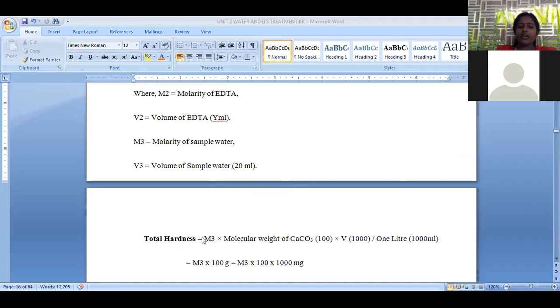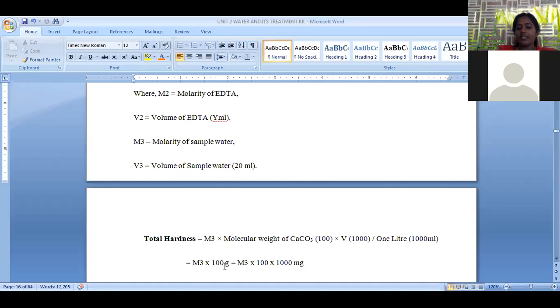Now the weight of the hardness is calculated by taking molarity into molecular weight of calcium carbonate into volume by 1000. So weight is equal to molarity into molecular weight into V by 1000. Molarity was just calculated in the previous step. Then the molecular weight of calcium carbonate is 100. We are calculating total hardness present in 1 liter solution. 1 liter is nothing but 1000 ml, so 1000 ml by 1 liter is again 1000 ml. These two terms get cancelled. So here M3 into 100, where 100 is the molecular weight of calcium carbonate.